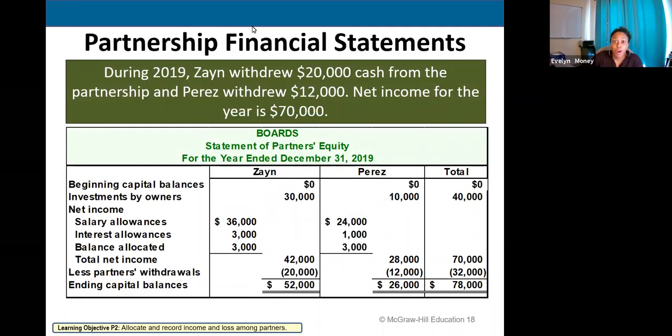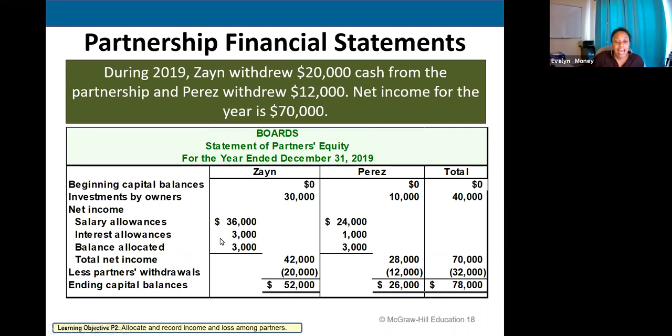So in summary, this is a partnership financial statement. Remember that our financial statements are the income statement, the statement of owner's equity, the balance sheet, and the statement of cash flows, which we didn't pay much attention to in Accounting 1. The income statement for a sole proprietorship is exactly the same as what we would find for a partnership. But the statement of owner's equity changes because it is now known as the statement of partners' equity. And I show the detail of the calculation of the ending capital balances for each partner.